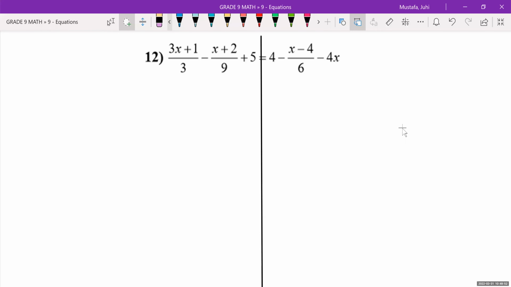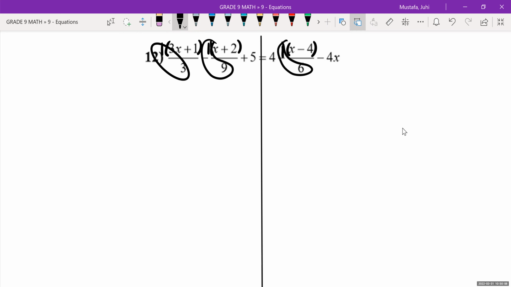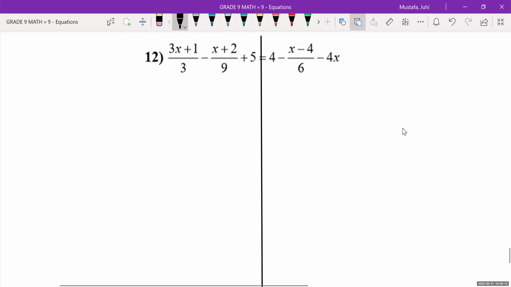Okay, so for question 12, I begin the question by first rewriting it. Remember, all of the binomials can be put inside brackets, and the number in front of all of them is a 1. So to make your fraction, you're basically taking 1/3, 1/9, and 1/6. Okay, so if I were to rewrite all of this, just so it looks a lot neater, it would be 1/3 bracket 3x plus 1.